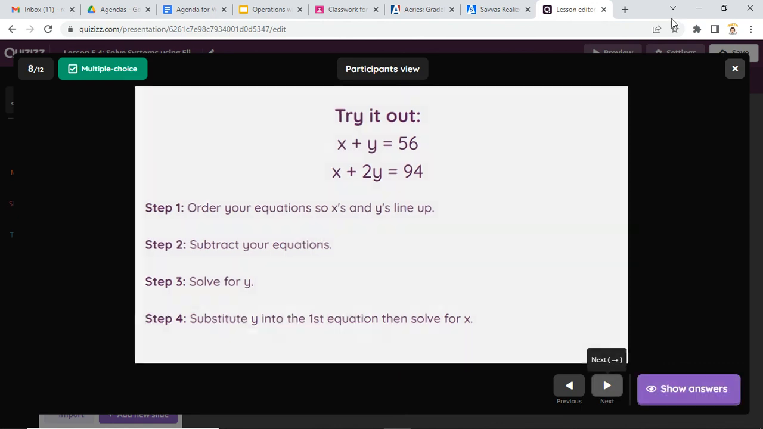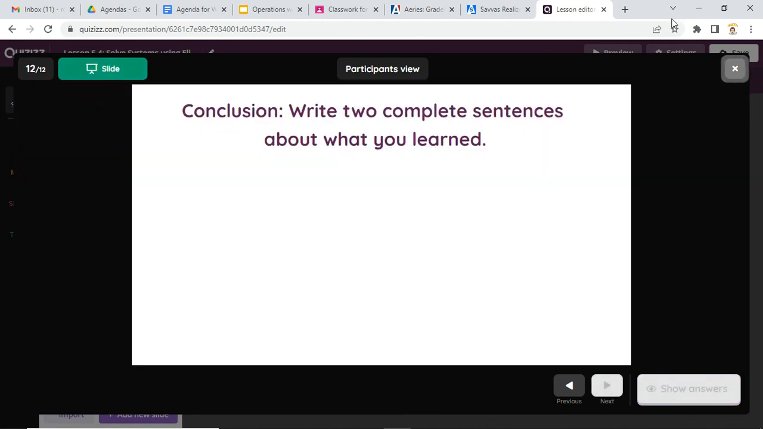Alrighty, everybody. Hopefully these notes were helpful for you guys here. What I need from you now is to write 2 complete sentences about what you learned tonight. 2 complete sentences. After you guys are done with that, if you have any questions, please bring them to class tomorrow.